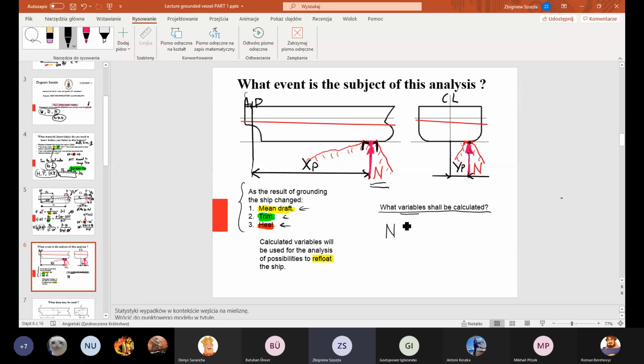Very good. But now let us focus on variables. So you told us that the first variable which is needed after grounding is reaction force. So N. Very good. The next idea you told us was how to do it. But yes, let us continue the list. What else?